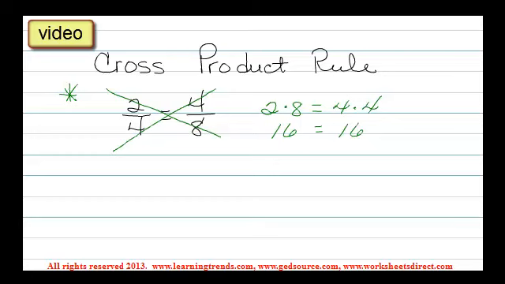Now let's have another set of fractions, and let's determine whether or not they are equal using the cross product rule. Let's say that we've got 3/6 on one side, and we've got 9/18 on the other. Let's go ahead and use our cross product rule.